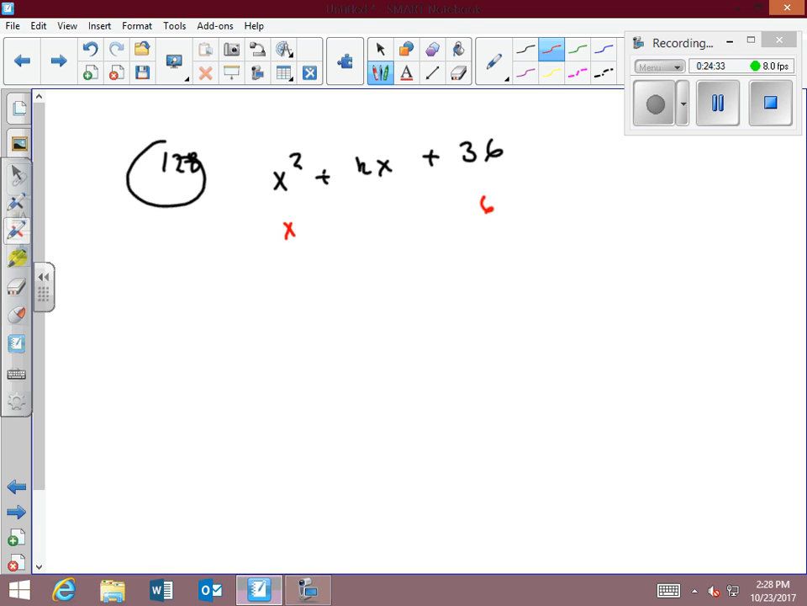Now, the middle term to be a complete square would have to be 2 times the first term times that trailing term. So k would have to be what number? 12. See, if this were x squared plus 12x plus 36, it would be written as x plus 6, the quantity squared. Okay, so let's look at B.